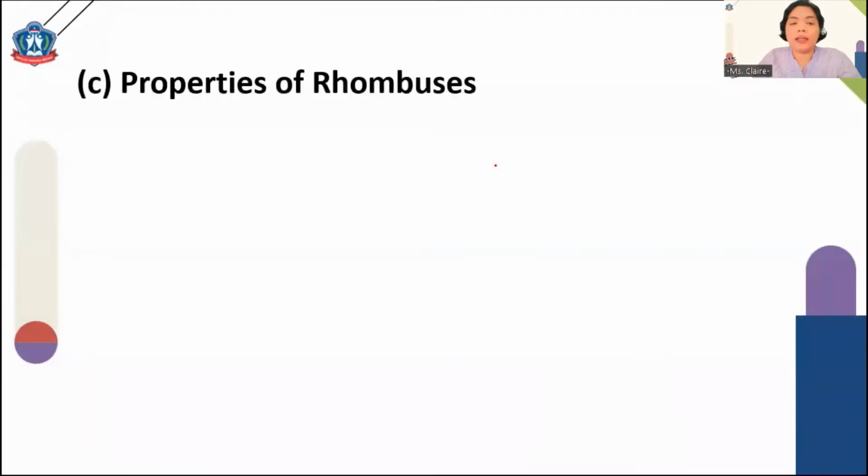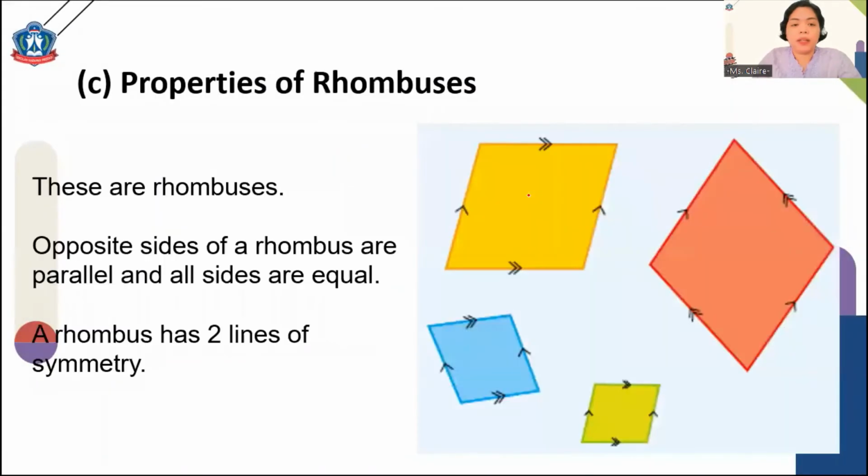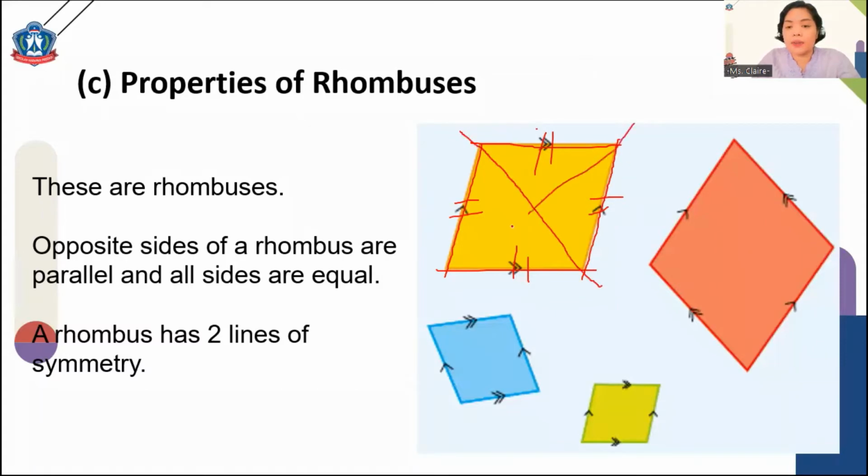Another quadrilateral is a rhombus. Okay, these are rhombuses. Look at the rhombus. Opposite sides are also parallel. So these two lines here are parallel and also these lines are parallel. All the sides of a rhombus are equal, just like a square. However, they don't have right angles. A rhombus also has two lines of symmetry here. One and the other side, two.